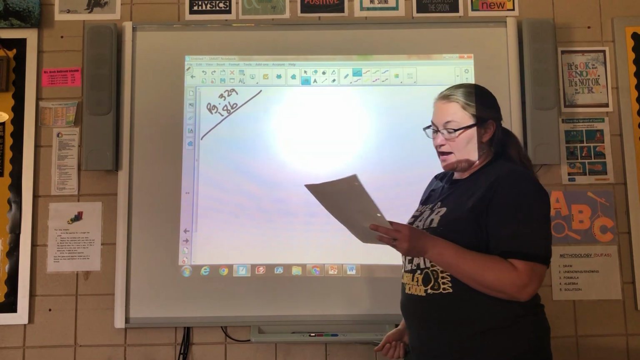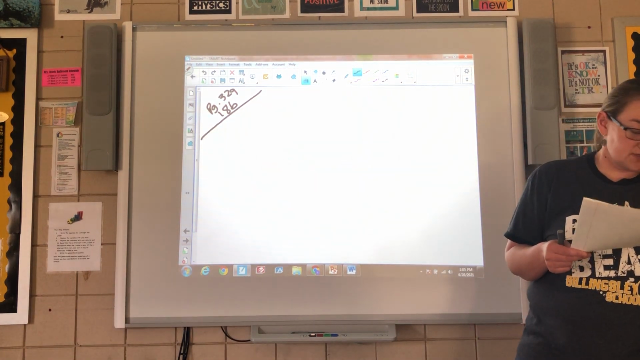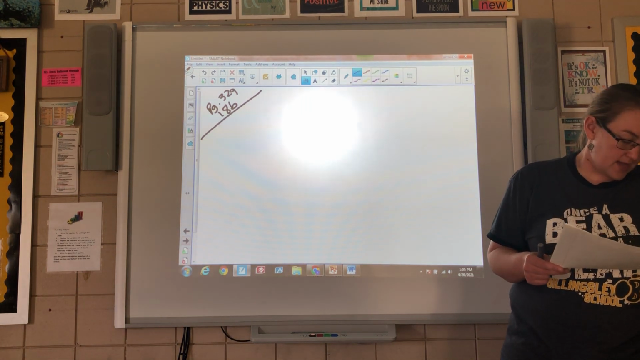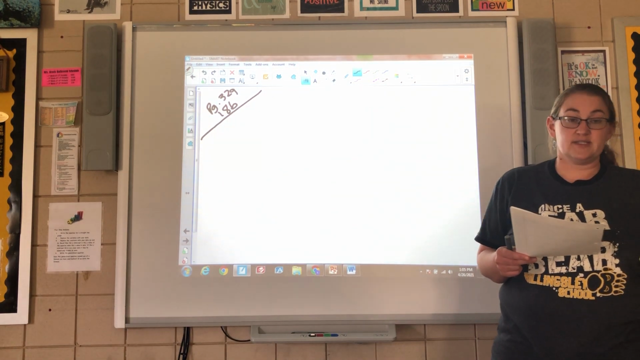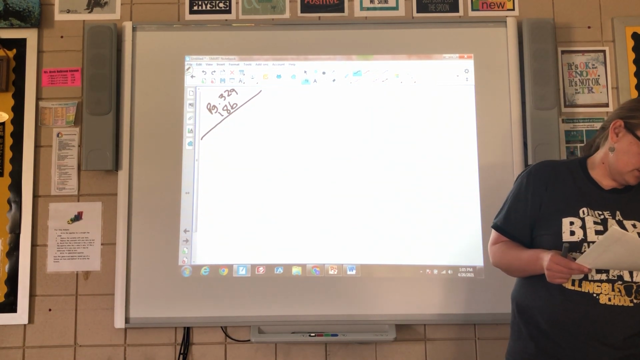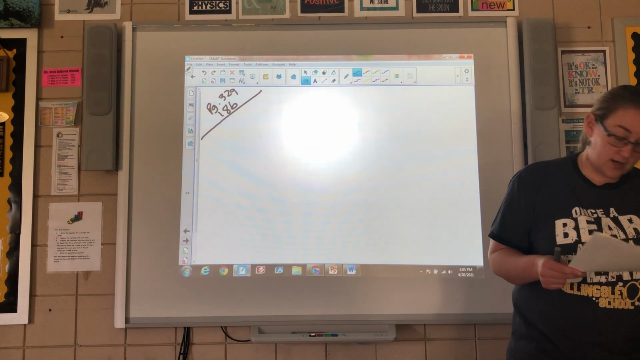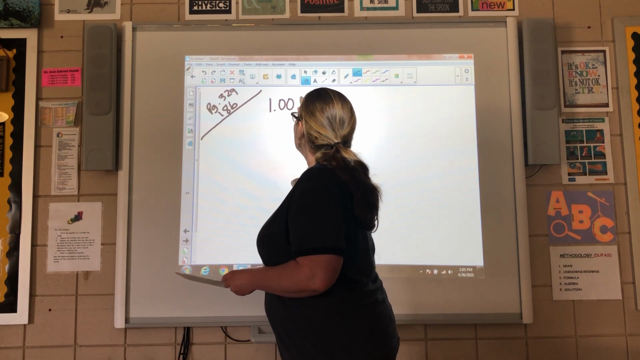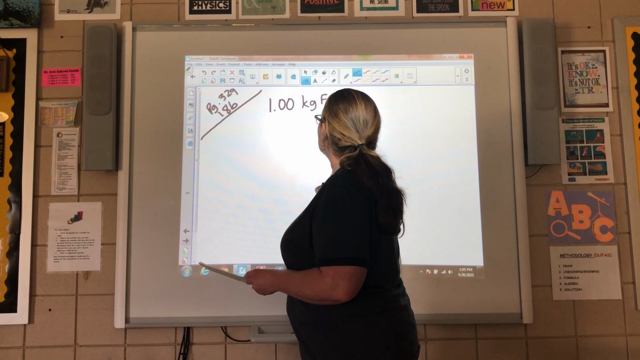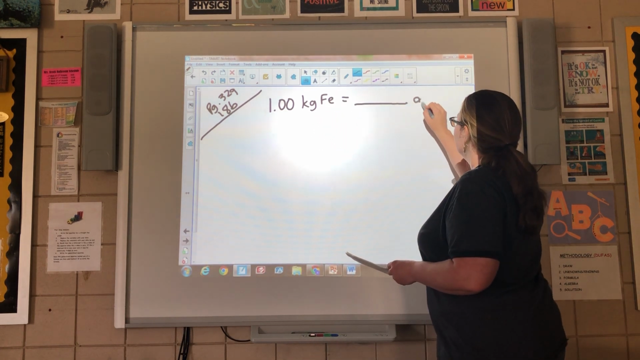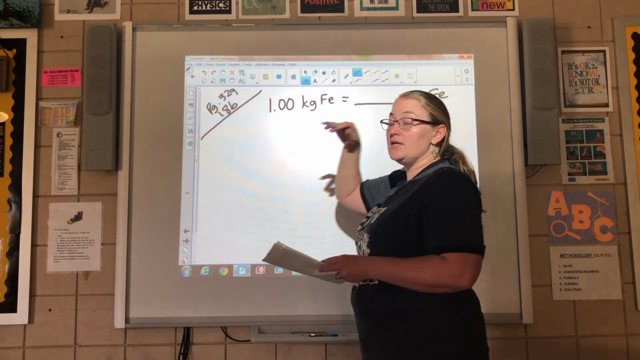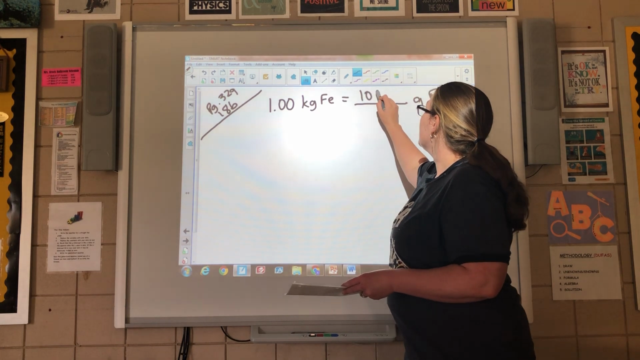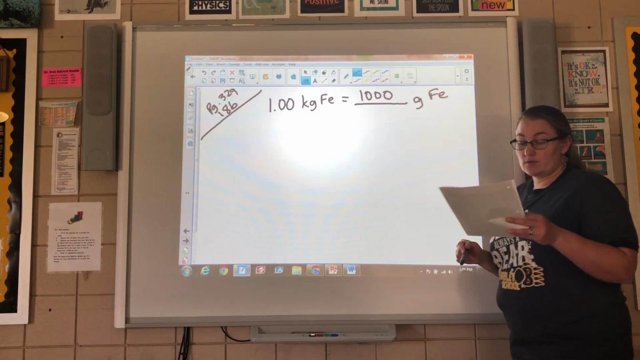All right, so I've got 1.00 kilograms of iron. What do we see wrong with that to start with? It's in kilograms. Well, what do we need to work with? We need to work with grams, okay? So we need to go ahead and convert 1.00 kilograms of Fe to grams. If we convert that and do our King Henry died by drinking chocolate milk, that would move our decimal over 3 spaces. So 1 kilogram is going to be equal to 1,000 grams.